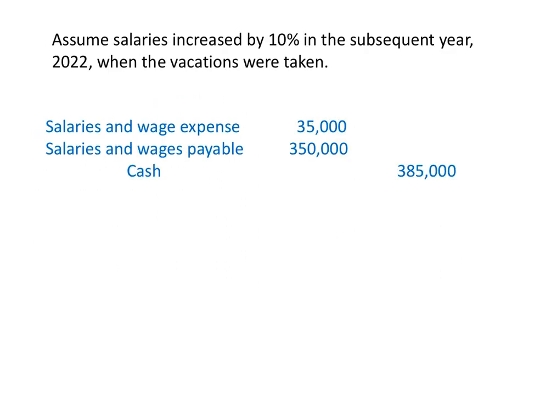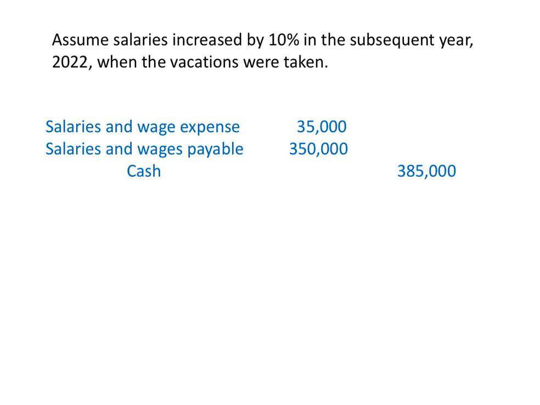Now let's assume all of that vacation time is taken in the next year, but the company was very generous and gave all the employees a 10% increase in pay. So when the employees use that vacation time, they're getting paid at the higher rate. What do we do with that extra $35,000? Right? If the accrual was for $350,000 and wages went up by 10%, the company's going to pay out $385,000 for that vacation time. We simply record the increase as an expense of the current period.